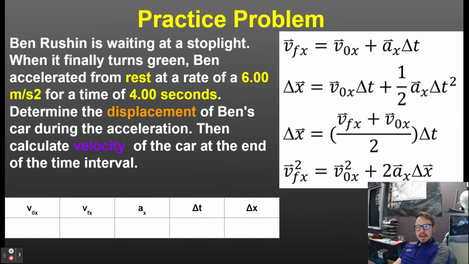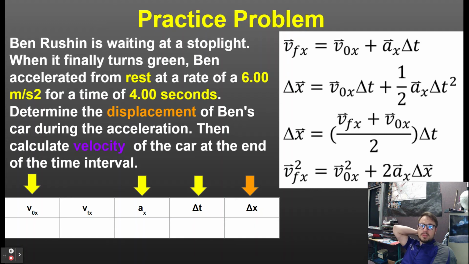So Ben Russian is waiting at a stoplight when it finally turns green. Ben accelerates from rest at a rate of 6 meters per second squared for a time of 4 seconds. Determine the displacement of Ben's car during the acceleration, then calculate the velocity of the car at the end of the time interval. So I'm looking for delta x, the displacement. That's what it's asking me to find.